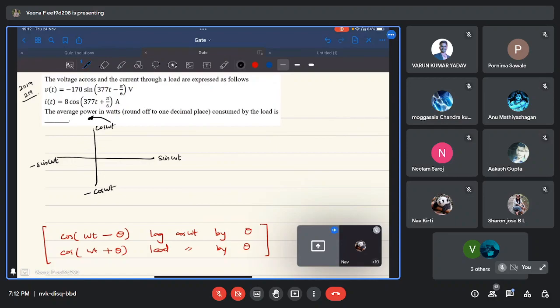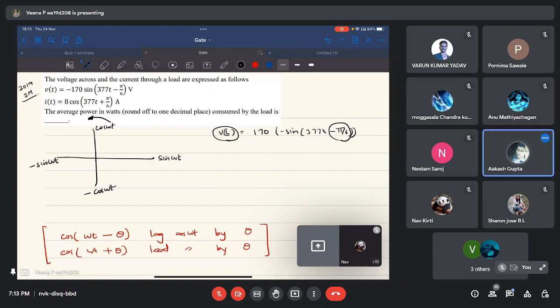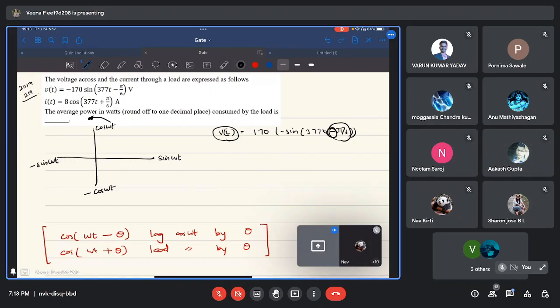First is v of t. V of t is 170 minus sine 377 t minus pi by 6. Pi by 6 is 30 degrees. So minus sine omega t is this axis. Now v of t will lag minus sine omega t by 30 degrees. Is it correct? Does it lead or lag? It's lagging. It's lagging because the sign is minus. So lagging will come here or here.